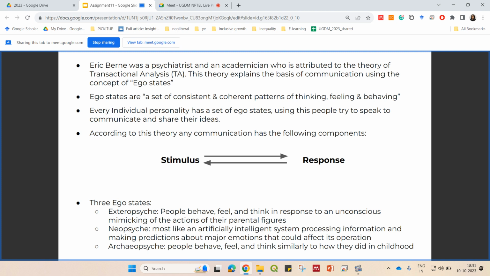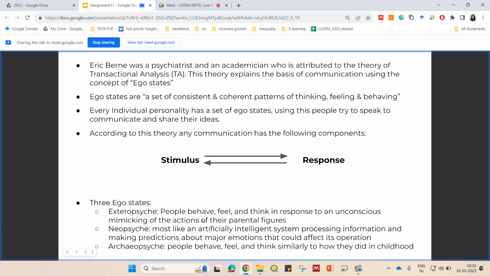Okay, so again, based on this theory, Eric Berne said that there are three ego states which are present in most communications. So in most communications, a person who is communicating will have one of these three ego states. So the first is called exteropsyche, in which people behave, feel, and think. So again, focusing on thinking, feeling, and behaving.